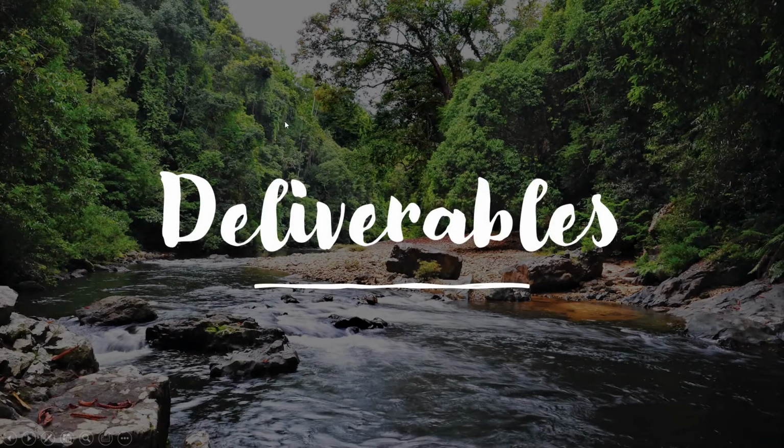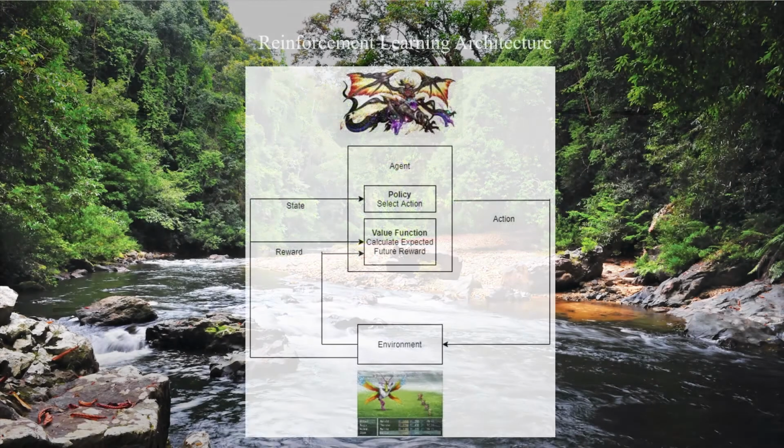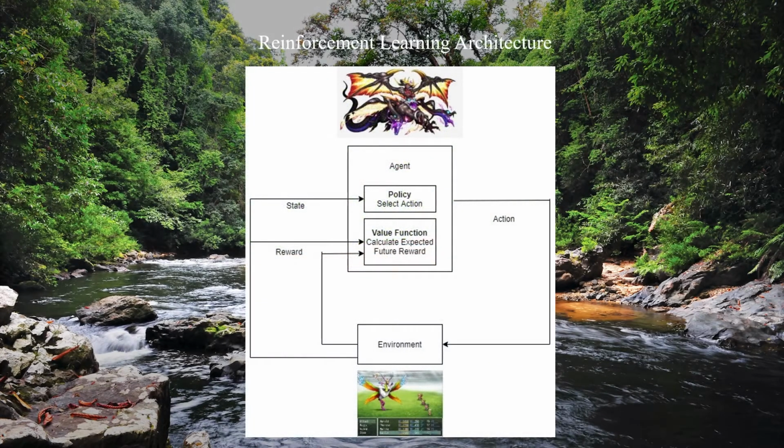And then for my deliverables, I already designed the architecture of reinforcement learning, which consists of an agent, action, environment, and a reward. So this is how the reinforcement learning works for my game. The agent is the enemies, referring to the king or villains. So this will react based on the environment.